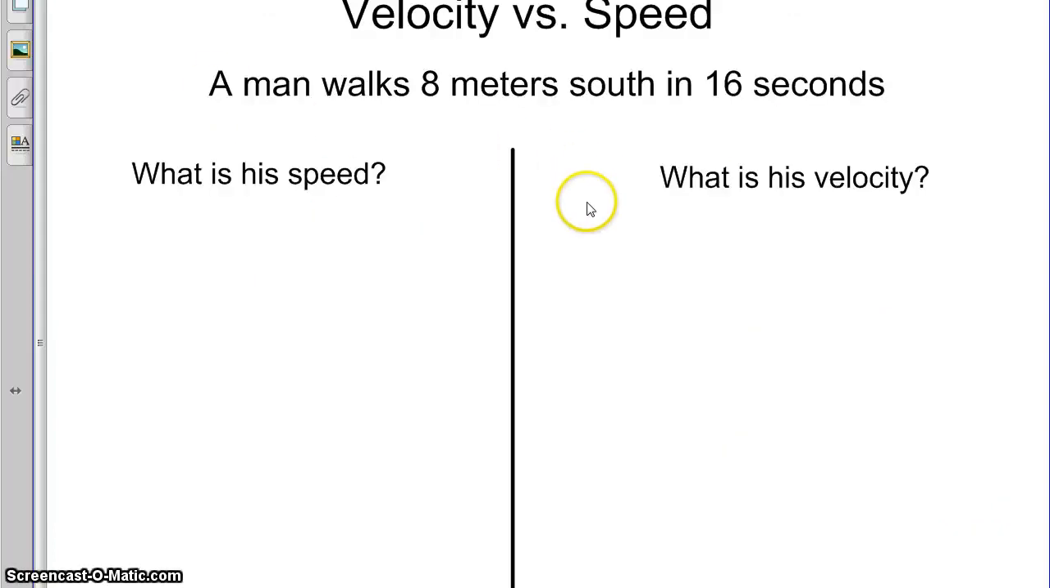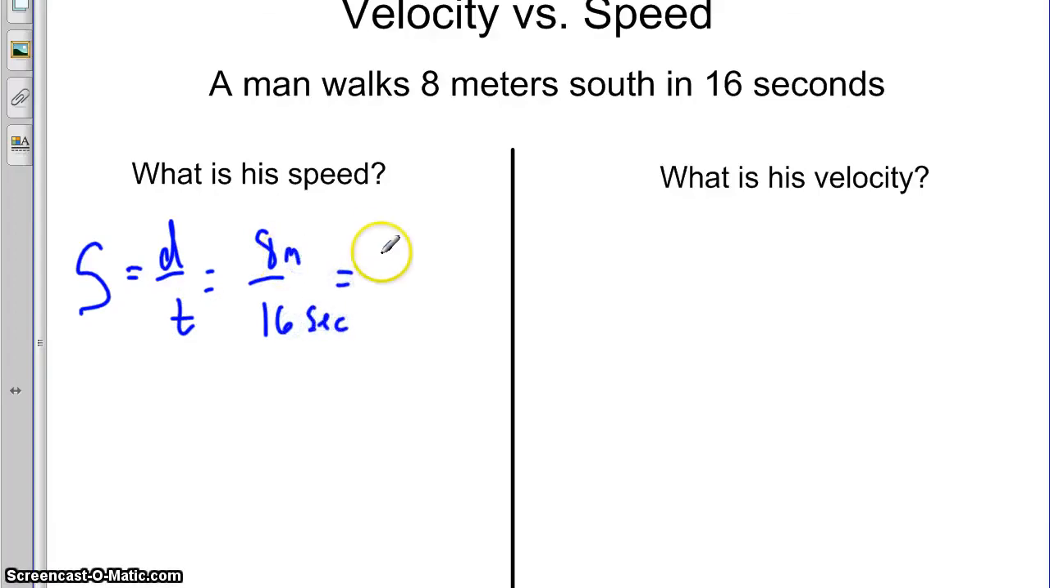So let's compare velocity and speed real quick. It says a man walks 8 meters south in 16 seconds. What is his speed? So this is simple enough. Speed is distance over time, right? You can use your little triangle that you should have. So speed is distance over time, so it's going to be 8 meters over 16 seconds. Well, 8 divided by 16 gives me 0.5 meters per second. And that would be my speed.